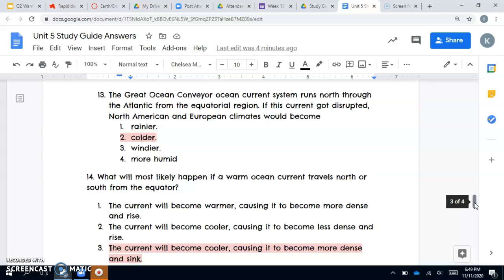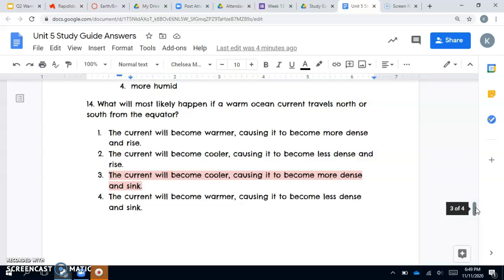In that video you watched last Friday, you should have learned that the conveyor belt takes that warm equatorial ocean water and pulls it up north to where the European countries are, and it brings heat to those countries. So if the conveyor belt were to stop, those countries would become colder.